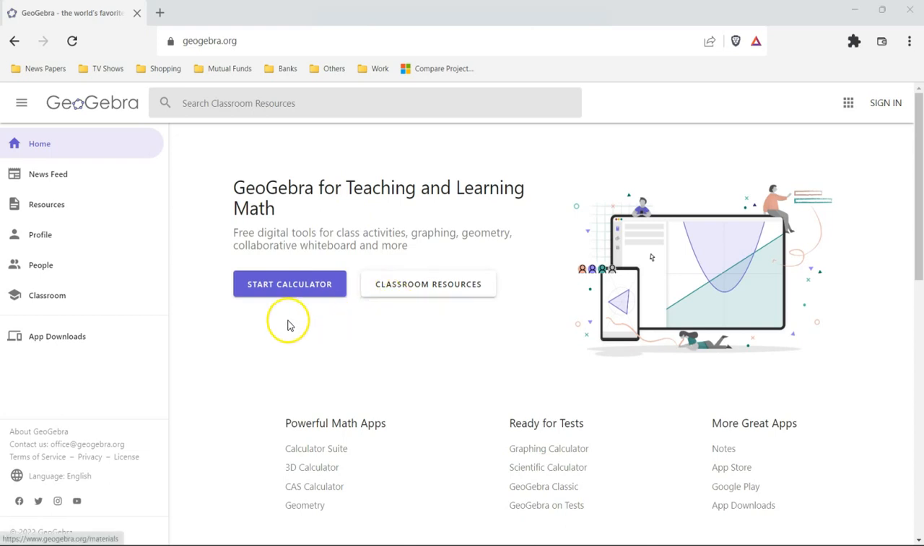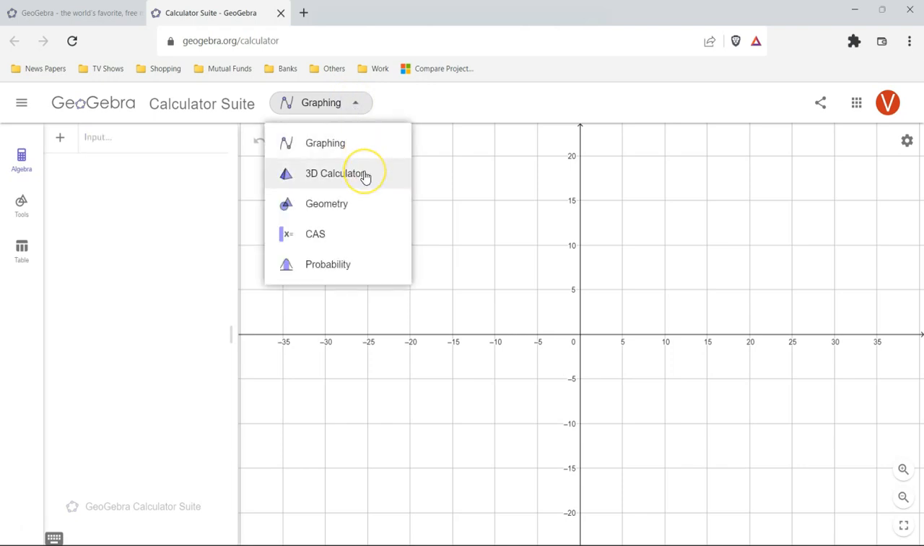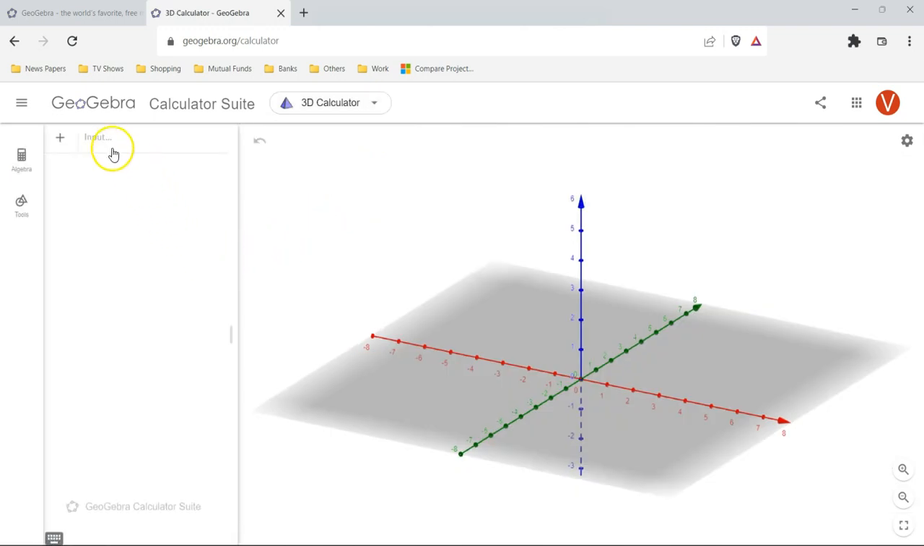Let's look at volume of a solid formed by the rotation of curves. Okay, so let's see what we mean by that. I want to keep it parameterized, and when we rotate a curve, we require the third dimension as well. So let's go for the 3D calculator.